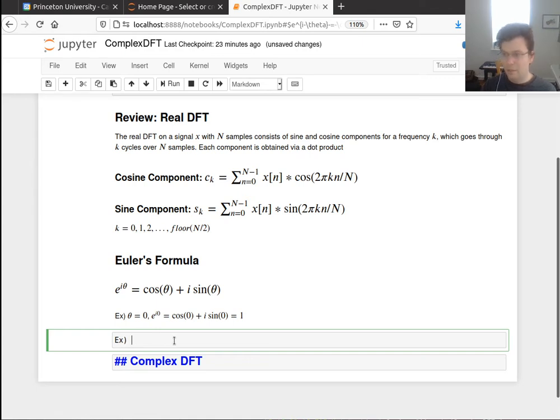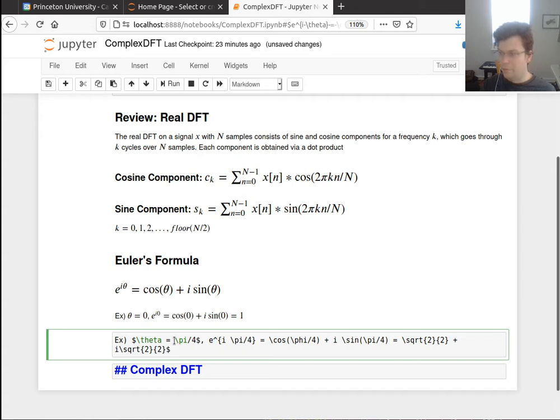But so we can take theta to be something else that's not an integer. So I could say, what if theta is pi over 4? Then e to the i pi over 4 is equal to cosine pi over 4 plus i sine pi over 4. Well, cosine and sine of pi over 4 are both root 2 over 2, so this would be root 2 over 2 plus i root 2 over 2.